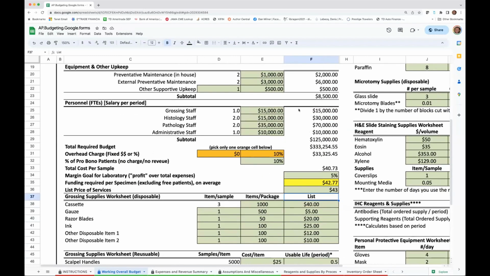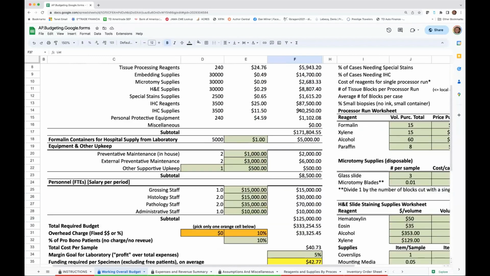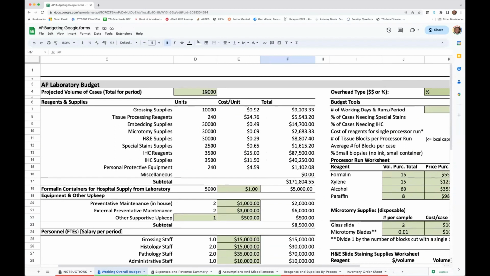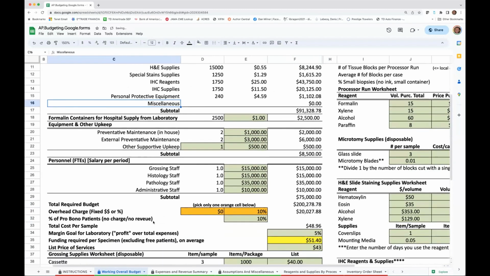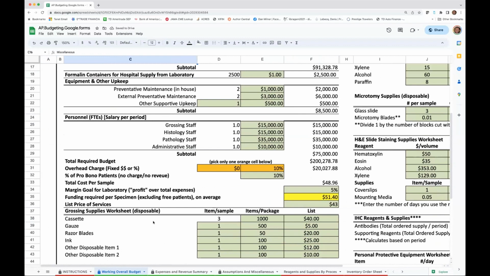Now, what happens if our lab volume isn't 10,000? Let's say that we projected 10,000, but our lab volume is only 5,000. Right? So what happens? So now we have to charge $51.43. And notice we said 43. So we have to charge almost $9 more per sample to make that up. Okay, so I want you to keep that in your head. So we went from 43 to 51.